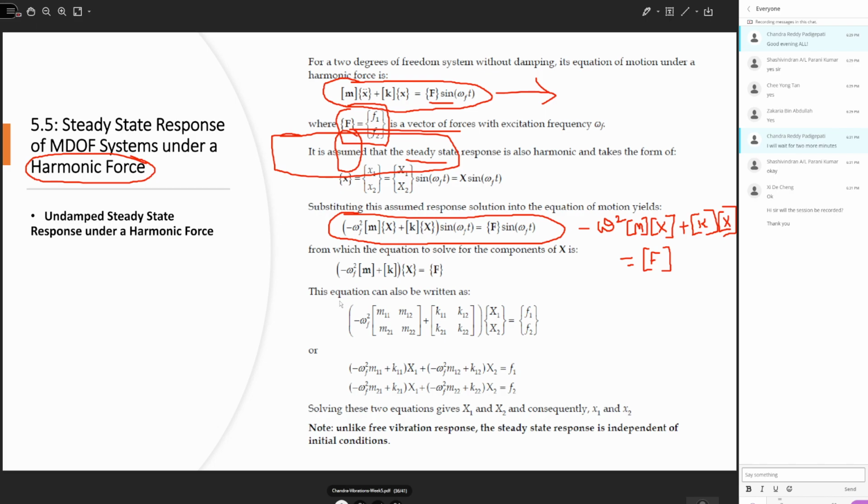We need to make sure that this is equated to the harmonic force matrix. So again, we can write in matrix format the same thing: minus omega square m plus k, into x, is equal to the force matrix. If you solve this determinant, you end up again getting two equations. If you solve these two equations, that will give you x1 and x2, the amplitudes of the two masses.